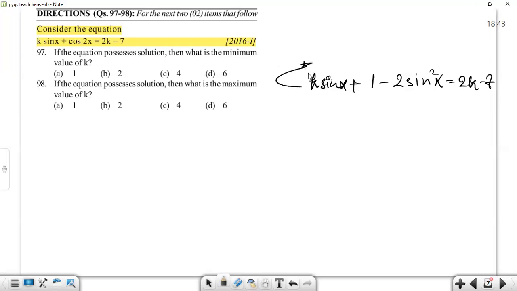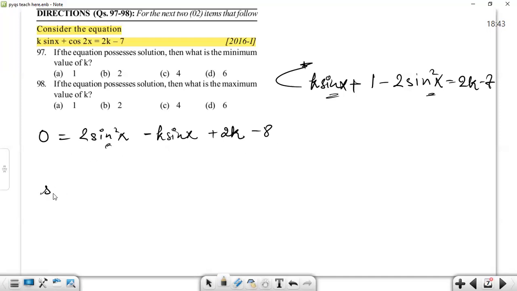Here we can see that this function has a variable sin x and its degree is 2. So let's make it a quadratic equation. Bringing everything to the right hand side, minus k sin x and plus 2k minus 7 minus 1 will become 8. So this is a quadratic equation in sin x.